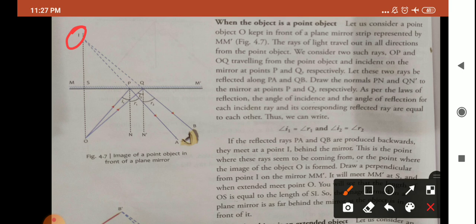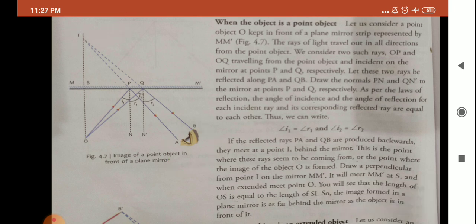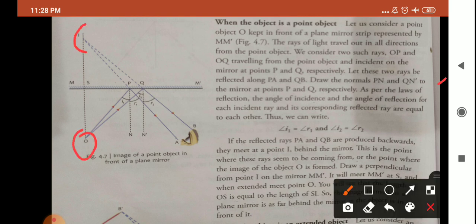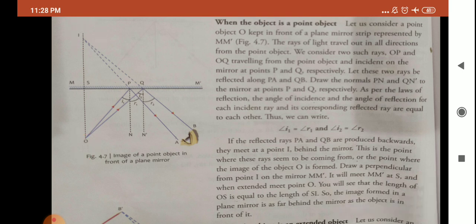And suppose children, we are the observer in front of the mirror, and we are observing like this, so we will feel that we are going to find the image here. It will appear that the rays from the object are coming from this point I. This is the point where these rays seem to be coming from, or the point where the image of the object O is formed. So where is the image of the object O formed? Suppose this is object O, where is its image formed? Behind the mirror at point I.